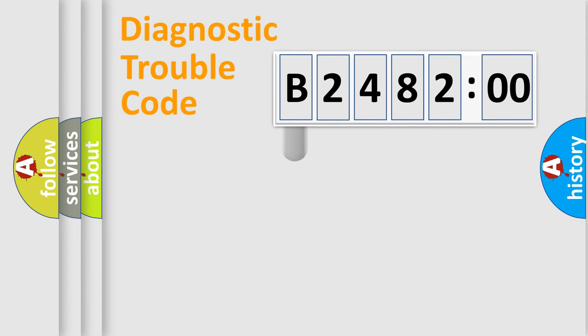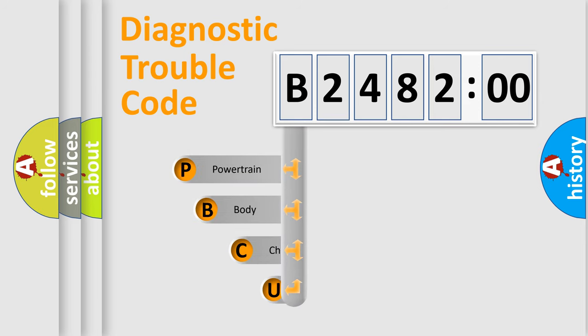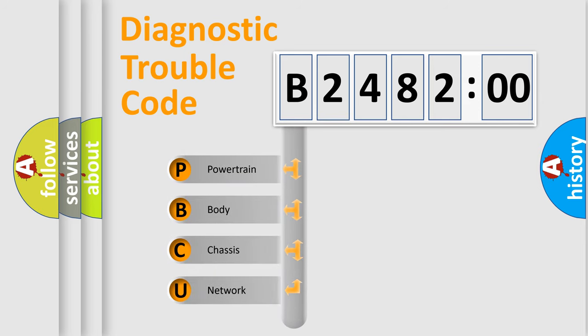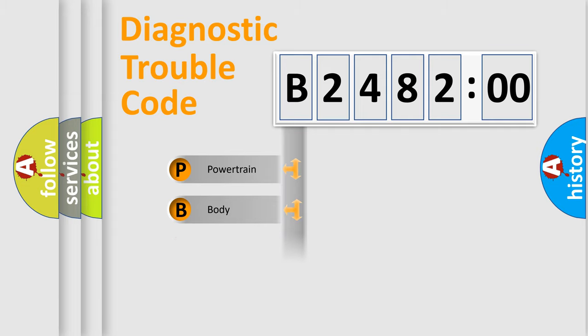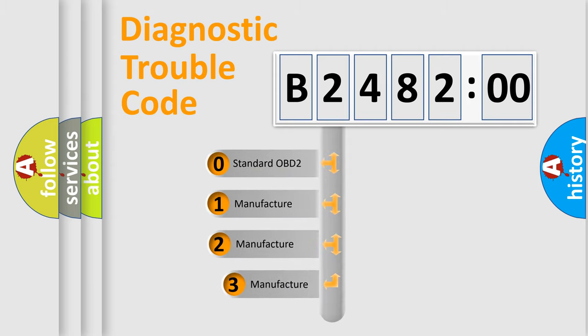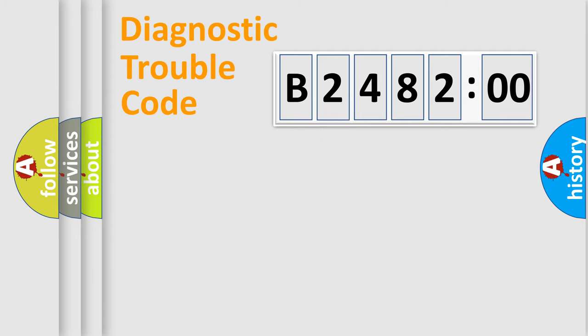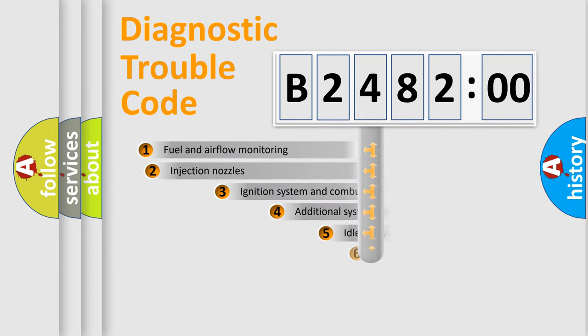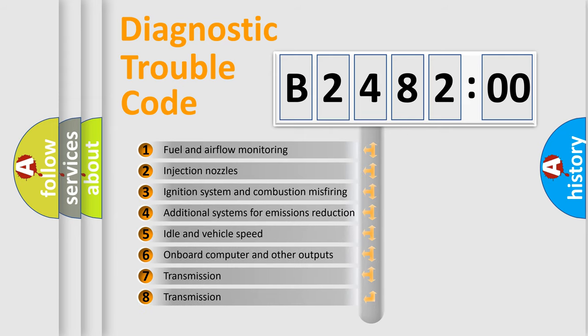Let's do this. First, let's look at the history of diagnostic fault code composition according to the OBD2 protocol, which is unified for all automakers since 2000. We divide the electric system of the automobile into four basic units: powertrain, body, chassis, network. This distribution is defined in the first character of the code. If the second character is zero, it is a standardized error. In the case of the numbers 1, 2, 3, it is a more prestigious expression of a car-specific error.